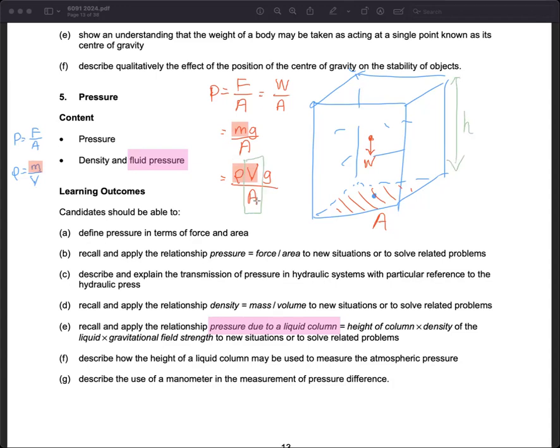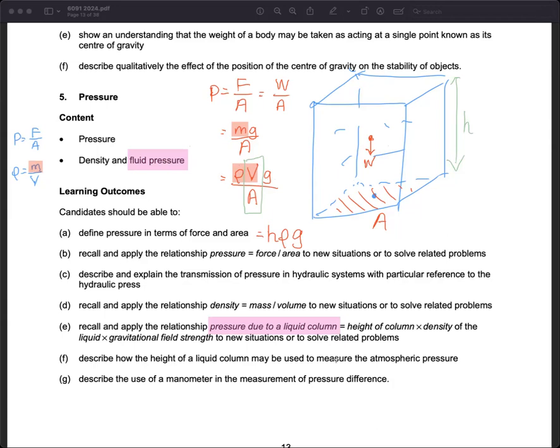Okay, so I'm just trying to derive the thing for y'all. You're not going to memorize it. You just need to know that when you talk about fluid pressure or liquid pressure, the formula will be pressure is equal to H rho G. The H comes from the V over A. The rho is the density of the liquid above it, or the fluid above it. And G is the gravitational field strength.